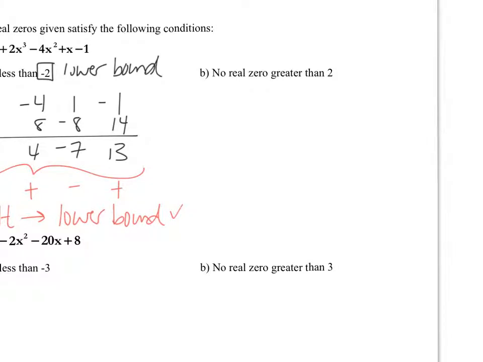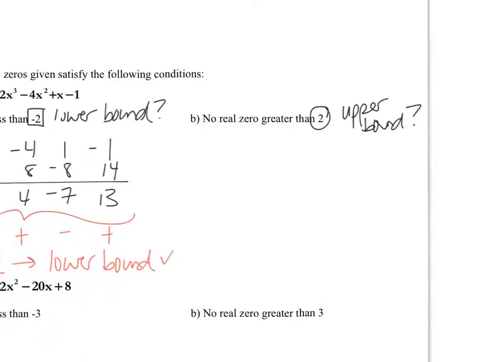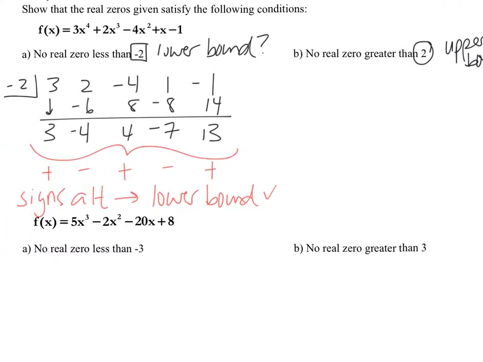It's the same kind of thing here, but +2 is a positive number. That means it's an upper bound. And I'm actually trying to figure this out. That's what I'm trying to answer the question for. And remember when we wrote for upper bounds up here, all the positive numbers, it's an upper bound if they all have the same sign in the bottom row. So that's what I'm looking for in this one. So what I'm going to do is the same exact synthetic division, except I'm going to use +2 instead of -2.